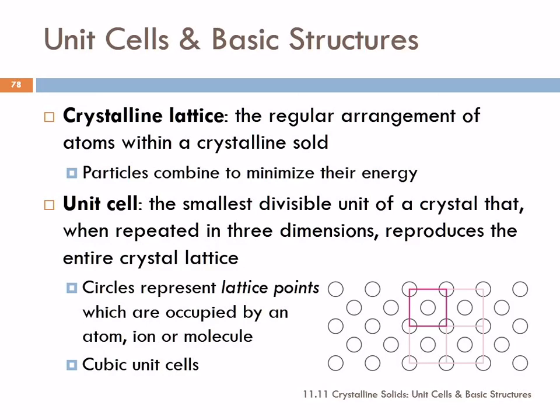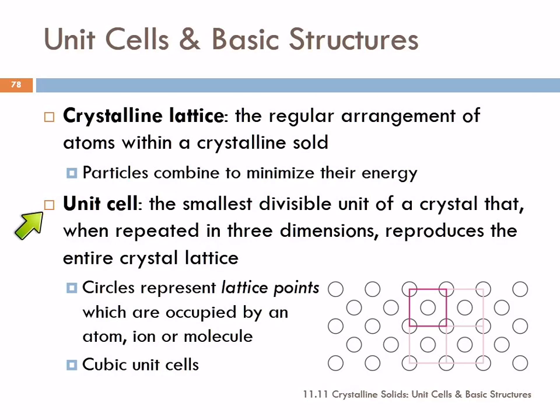When we refer to a crystalline lattice, we mean the regular arrangement of atoms within a crystalline solid. And the way that the atoms or ions arrange themselves is determined by energy. The particles are going to arrange themselves in a way that minimizes their energy. And so depending on the relative sizes and charges of those particles, they will arrange themselves in different ways. We describe these by looking at unit cells.